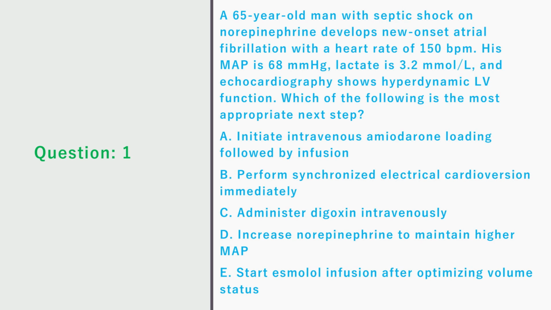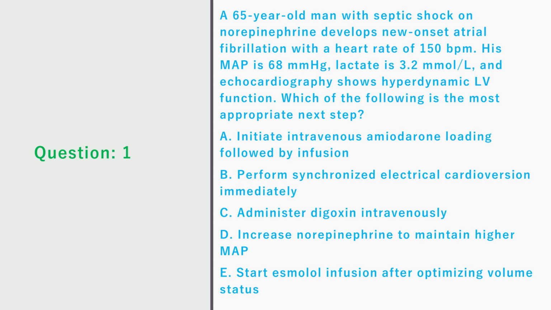A 65-year-old man with septic shock on norepinephrine develops new-onset atrial fibrillation with a heart rate of 150 per minute. His mean arterial pressure is 68 millimeters of mercury, lactate is 3.2 millimoles per liter, and echocardiography shows hyperdynamic LV function. Which of the following is the most appropriate next step?